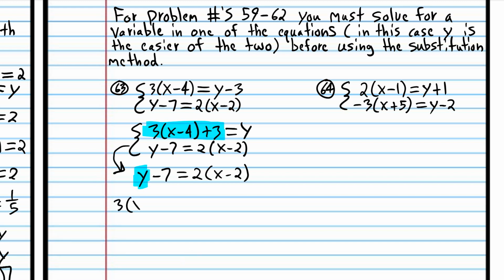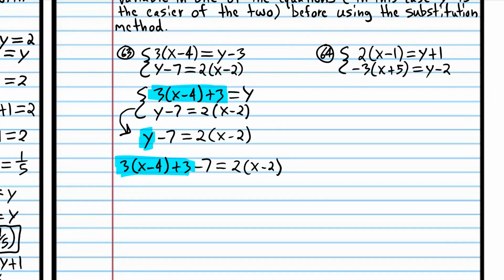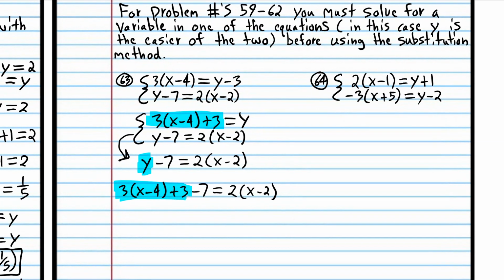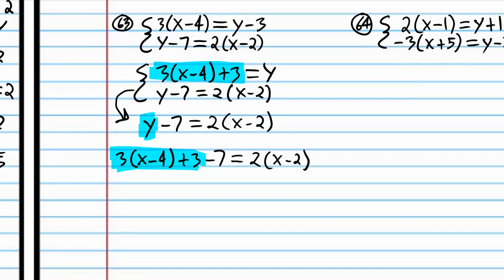So 3 times x minus 4 plus 3, and then minus 7 equals 2 times x minus 2. So all of this stuff here is y. I plugged in all that stuff. So now we have an equation with parentheses. That's why we're reviewing the equations with parentheses here. So now, remember, when you have an equation with parentheses, the first thing you got to do is get rid of those parentheses. So we're going to use distribution here.